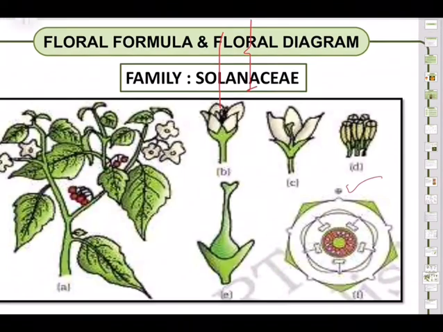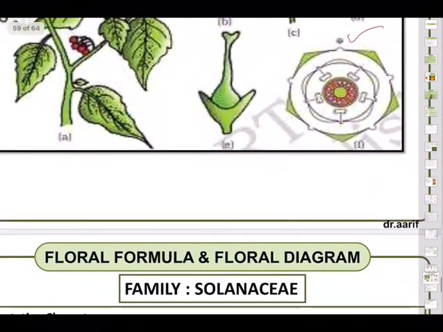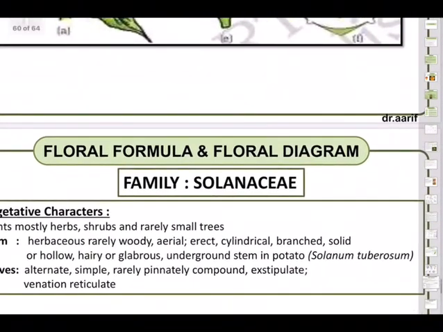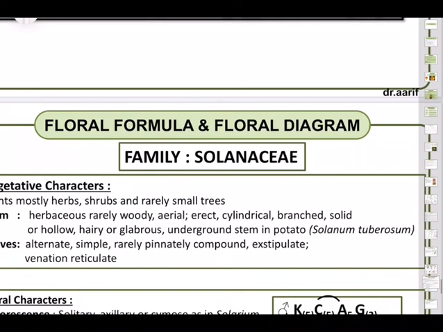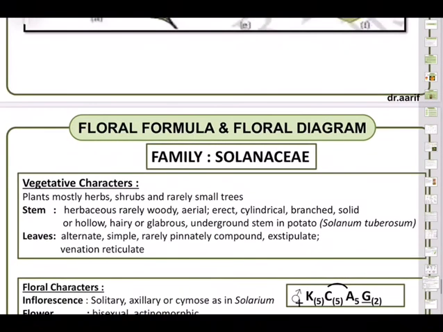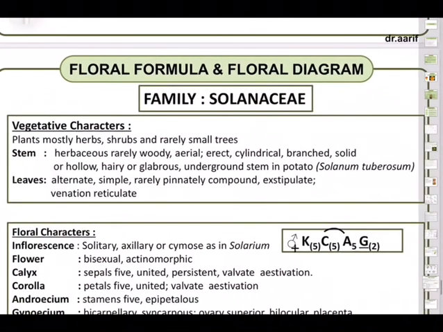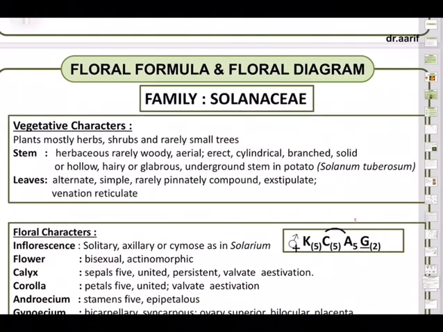And how are you writing the floral diagram? Based on the floral formula. And the floral formula you are writing based on the characteristics. So this is how the characteristics, all the characteristics which you are writing, can be represented in the form of one formula. This is the formula. See, look at that.